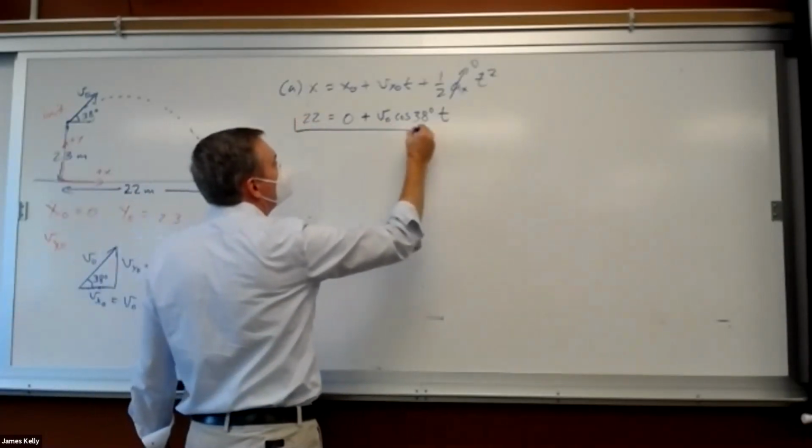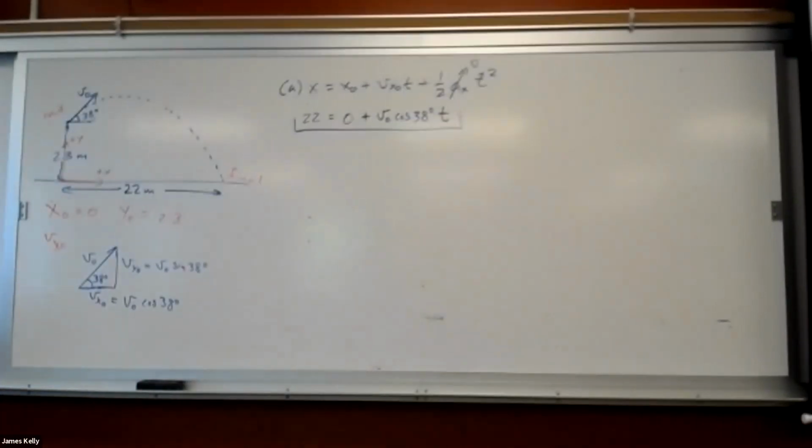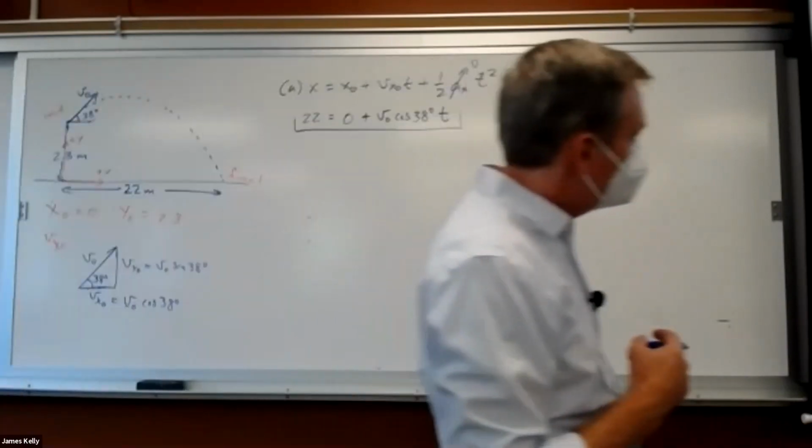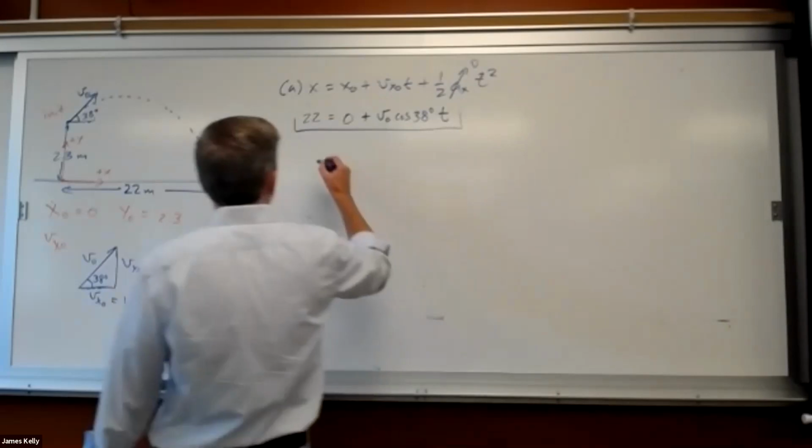Okay, that's disappointing. I wanted t, but I've still got something I don't know in there. So I'm just going to put a little half box on that and say, let's hold on to it, because I still haven't used this 2.3 meters. There's still info I haven't used. So let's try to use that. And that seems like I would want to use y versus t, because I know y final and I know y initial in this case. So let's write that equation down.